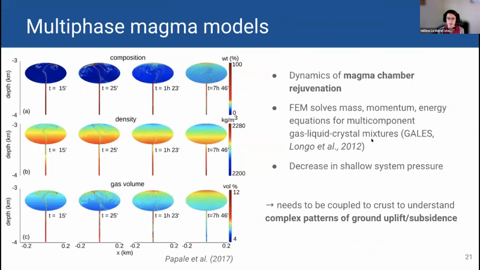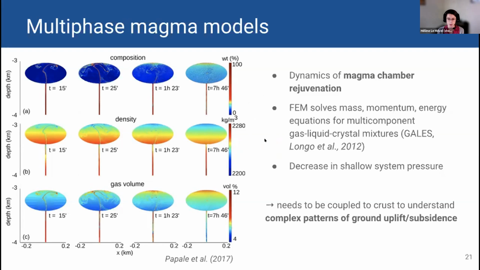Finally, there are also several numerical models solving for magma mixing and convection in magma chambers. This is just one example showing a multiphase magma model that looks at the replenishment of a long-lived magma reservoir by more primitive magma coming from depth. This is a key process since we invoke it a lot to explain most of the uplift episodes, especially at calderas. This is a 2D FEM model that solves for mass, momentum, and energy equations for a gas, liquid, and crystal mixture.